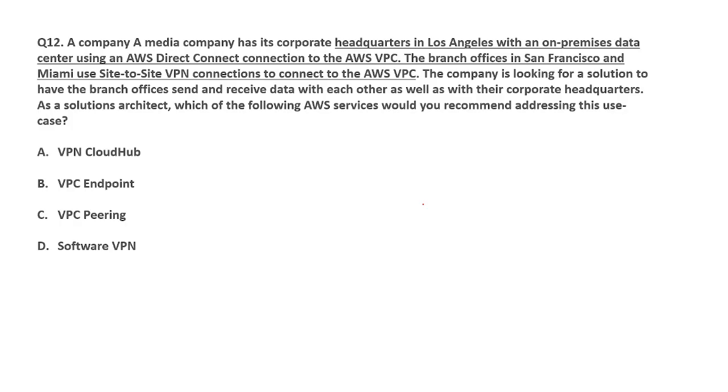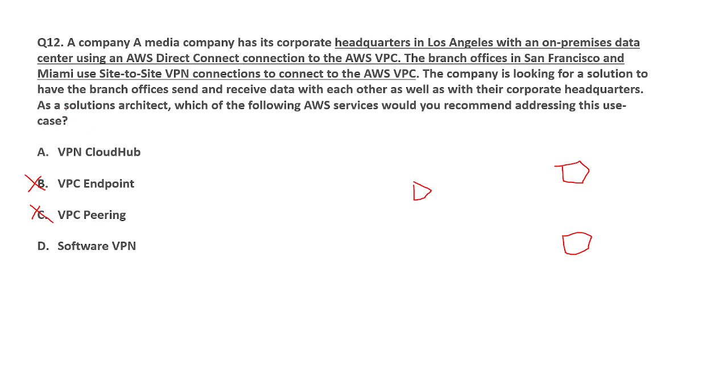VPC endpoints are virtual devices, so I'm not going to choose this one. They already said headquarters is in Los Angeles, then there are two more offices, Miami and San Francisco. They want to set up the connection between these, so option C is VPC peering. We know VPC peering is mostly used for connecting one VPC to another VPC. So again, this is not fitting.